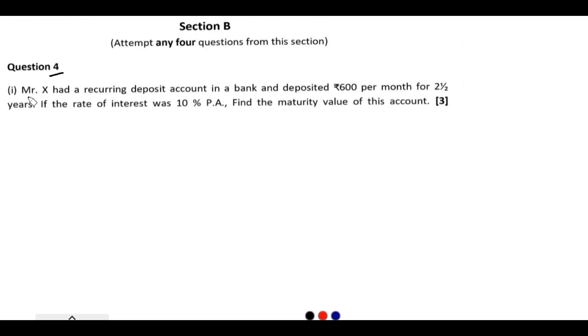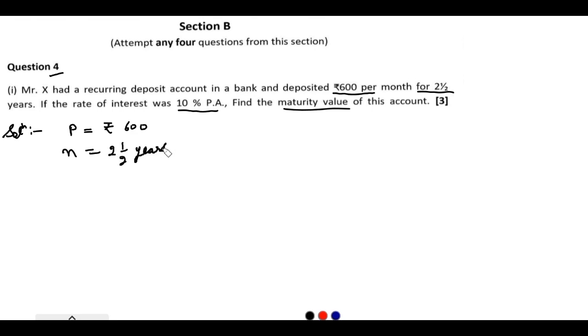Question number 4. Mr. X had a recurring deposit account in a bank and deposited rupees 600 per month for 2.5 years. If the rate of interest was 10% per annum, find the maturity value of this account. This question is from banking. Monthly installment P is rupees 600, time period N is 2.5 years, and we have to put this in months. So convert this into months: 30 months.